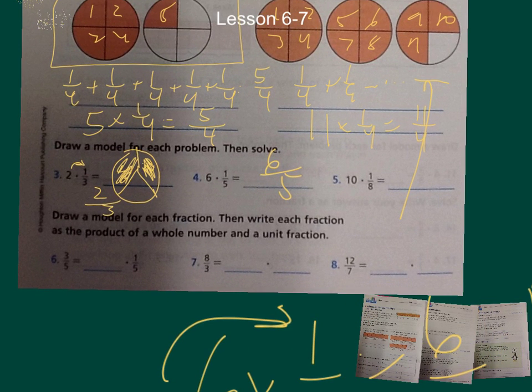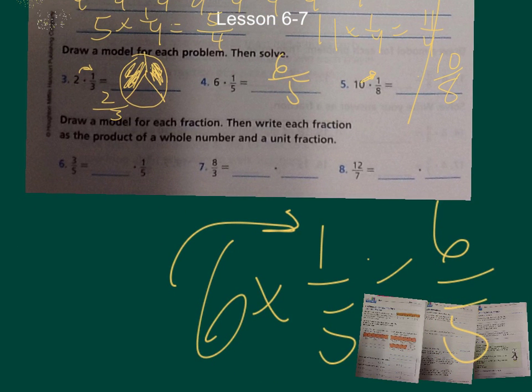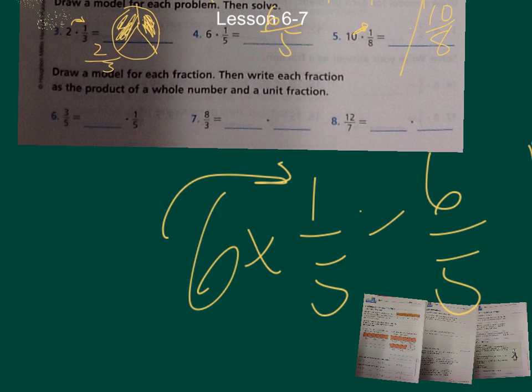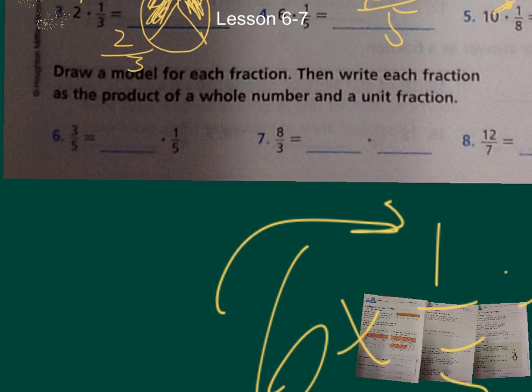Alright, so I'm not going to draw the picture for you, but I hope you basically drew a picture of something in eighths and had 10 of them highlighted, and 10 times 1 is 10 over the 8. It's 10/8. Pretty simple. Okay, this one says draw a model for each fraction. Then write each fraction as the product of a whole number and a unit fraction. So that sounds so complicated, what they're saying, but 3/5 is really equal to 3 times 1/5.